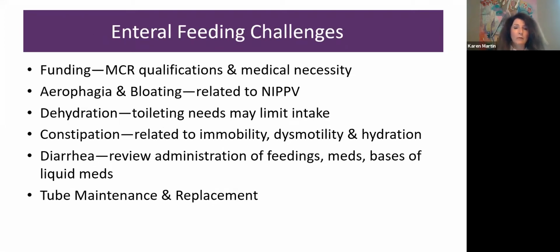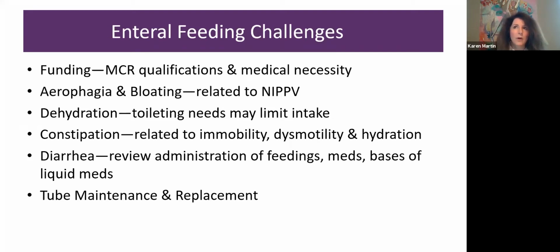Looking at funding for the tube feedings, many of our patients do have Medicare, and so to obtain enteral nutrition through your Medicare benefit, there are some specifics that we'll talk about.